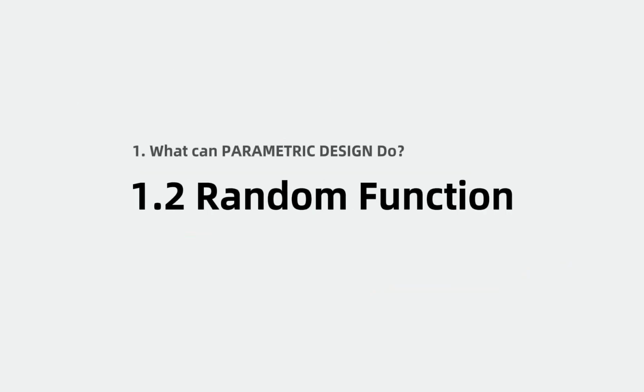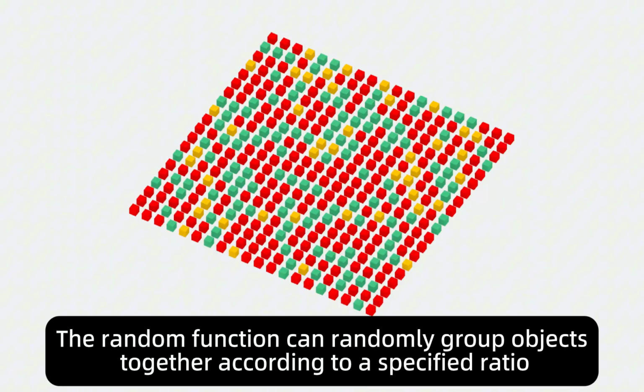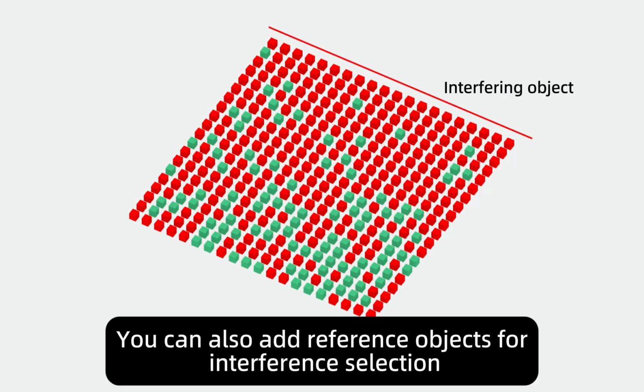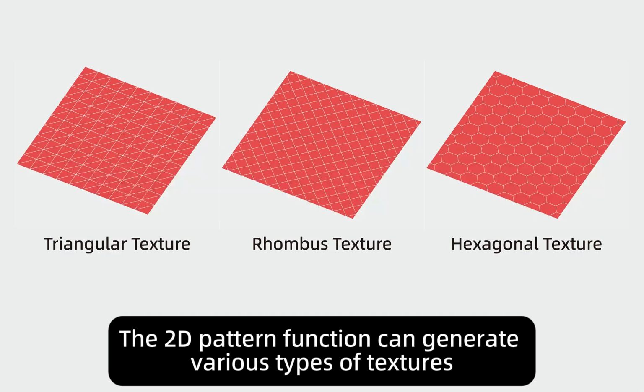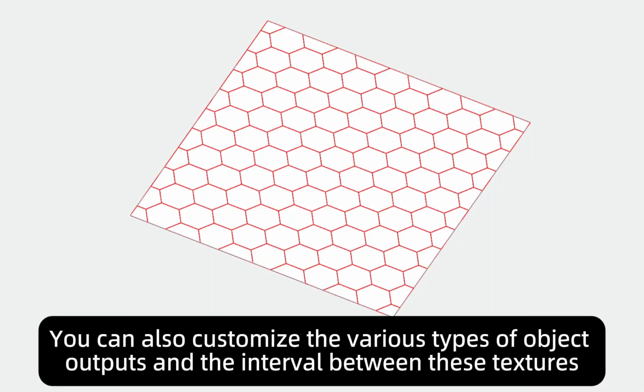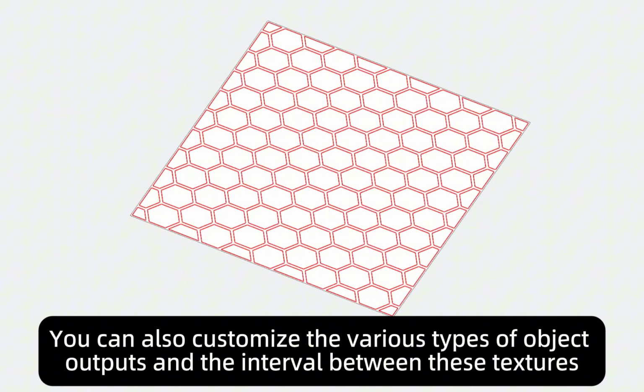Random function. The random function can randomly group objects together according to a specified ratio. You can also add reference objects for interference selection. 2D pattern function. The 2D pattern function can generate various types of textures. You can also customize the various types of object outputs and the interval between these textures.